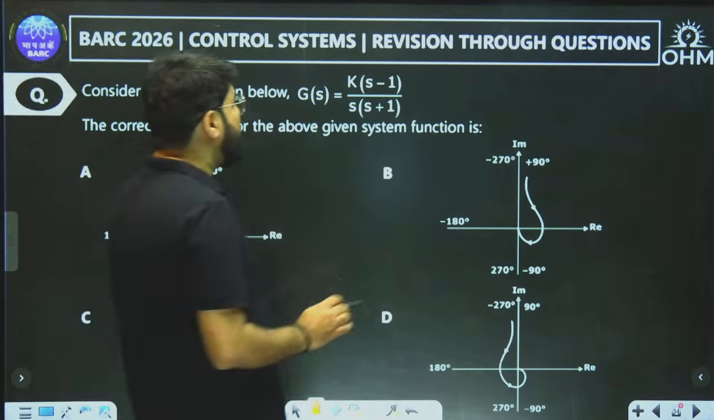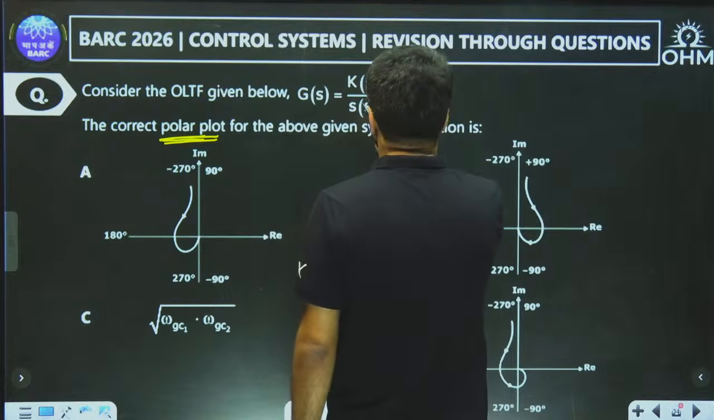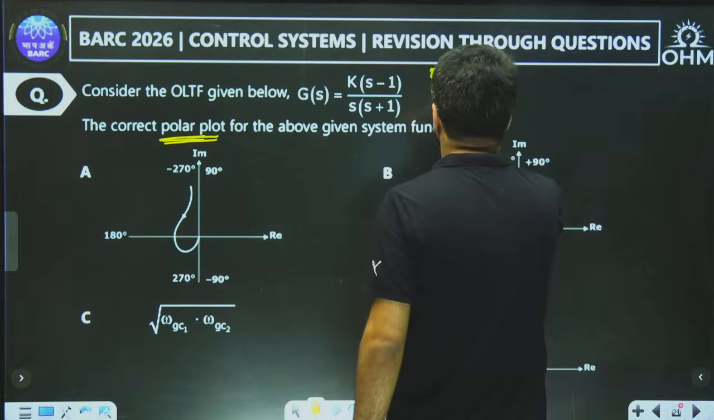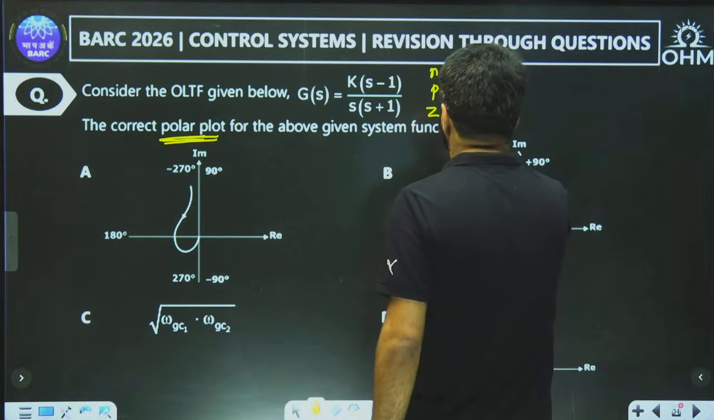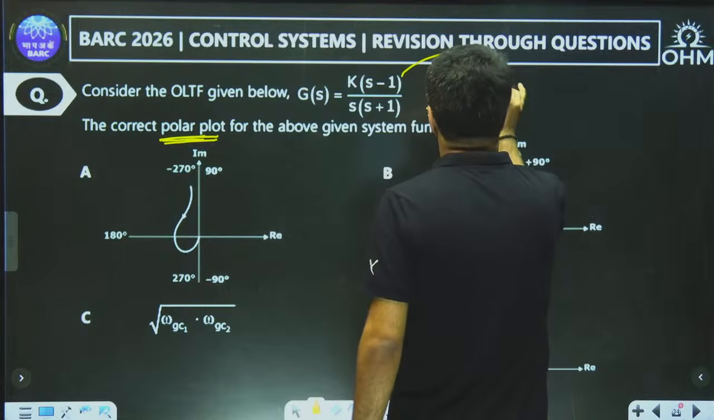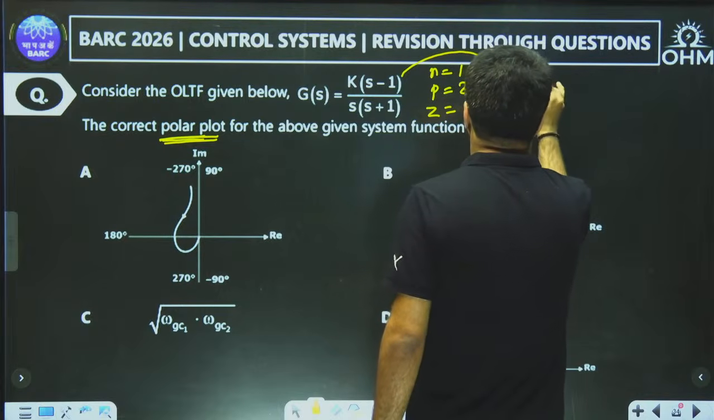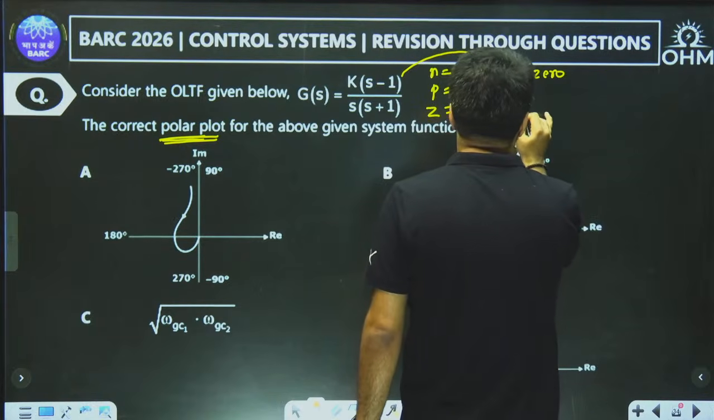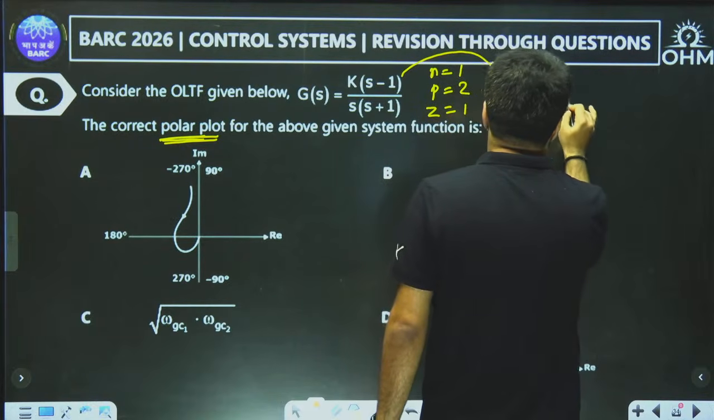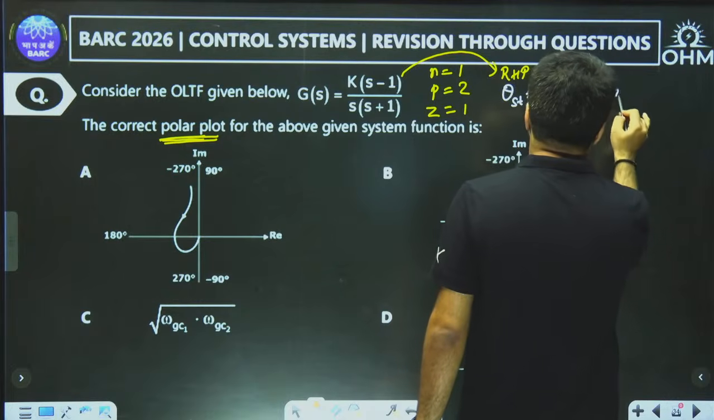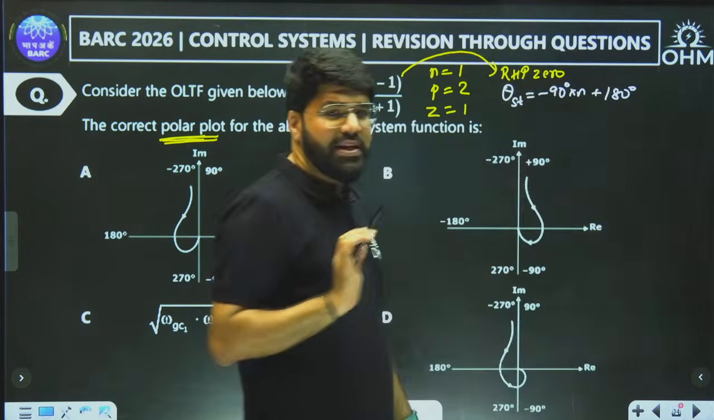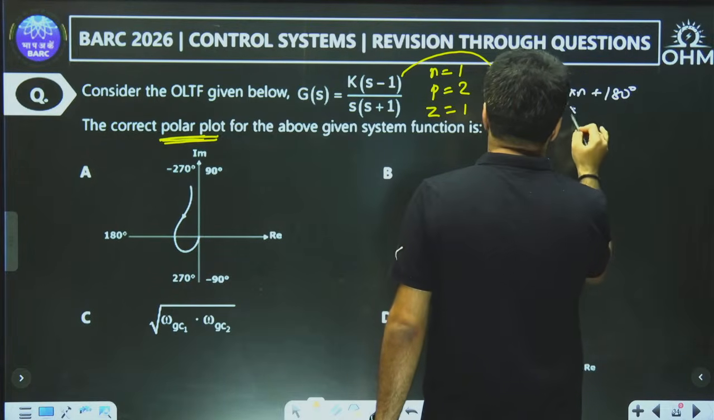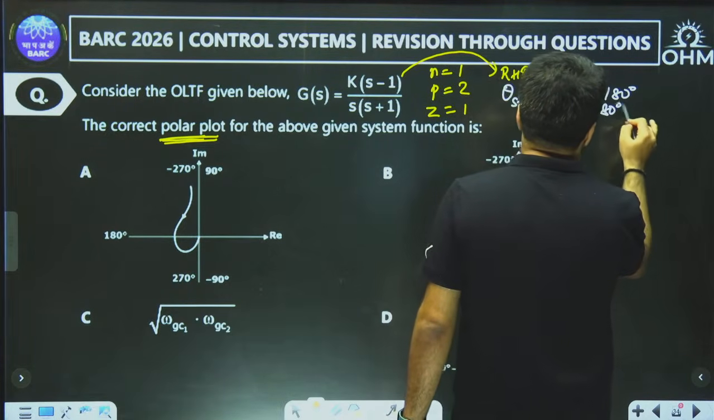What is the type of condition given? Now see here. How many poles at origin? N equal to 1. How many total poles? 2. How many zeros? Numerator 1 term. But remember you have an RHP zero. So what is the starting formula you will use? Theta st is minus 90 degree into n, and because of the RHP zero plus 180, otherwise we only use minus 90 into n. Now what is the value of n? N is equal to 1, minus 90 plus 180 will be plus 90.